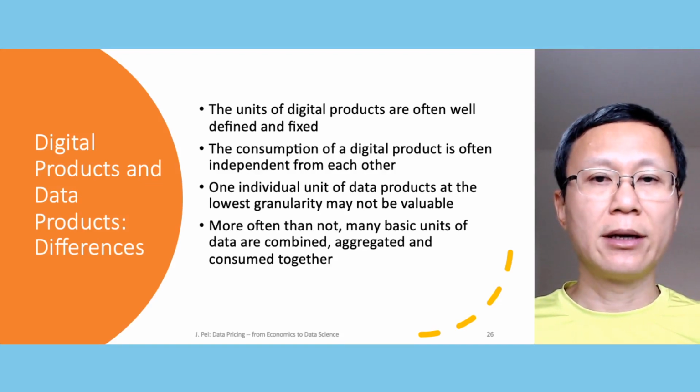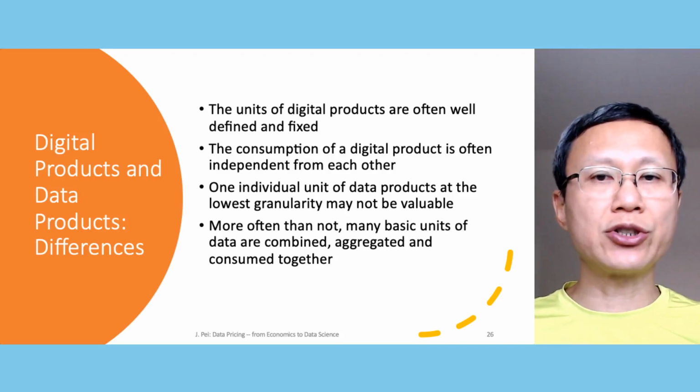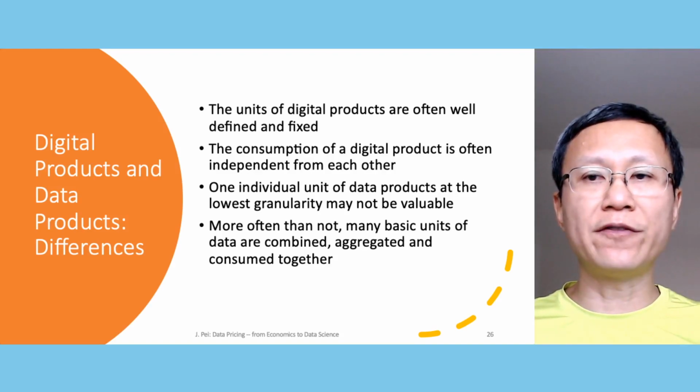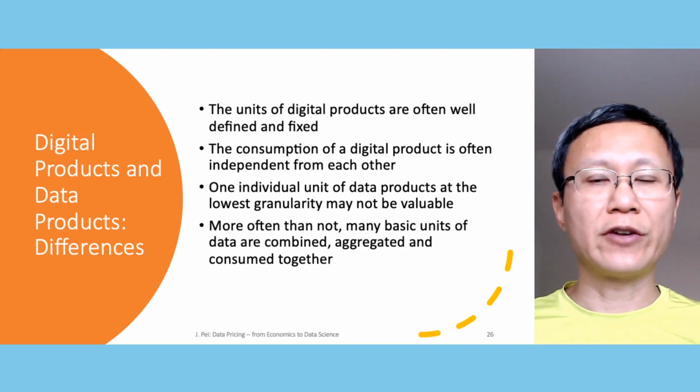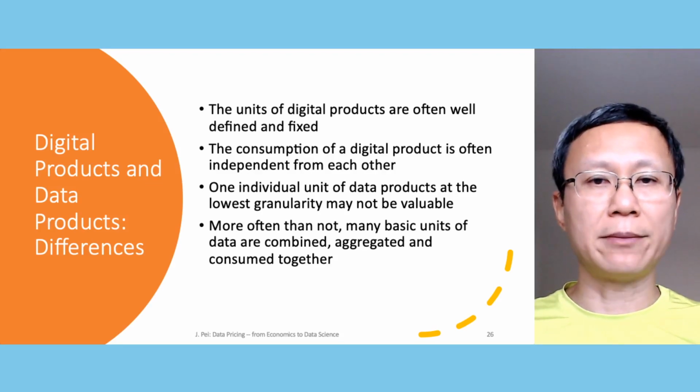First, the units of digital products are often well defined and fixed. For example, individual movies and music are often priced and sold in whole. The consumption of a digital product is often independent from each other. For example, it would be rare that two digital books have to be read at the same time.